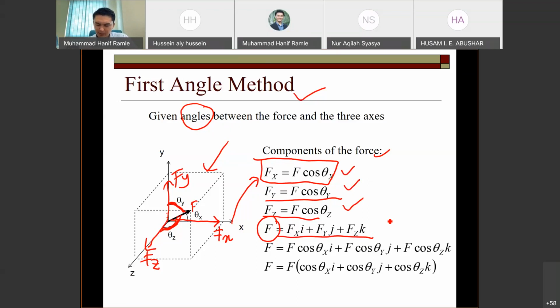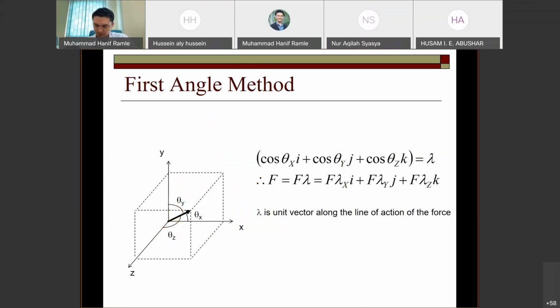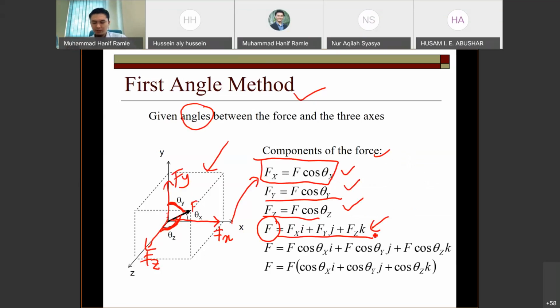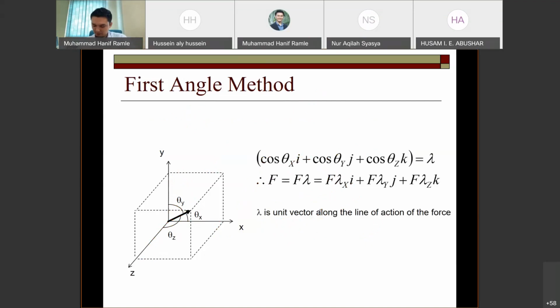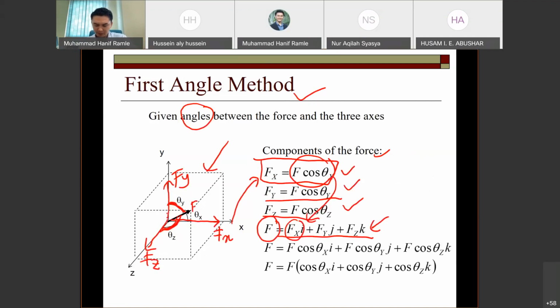And of course, you can extend this equation, and you can see that Fx can be substituted with this one. It is very simple, which is only substitution involved. So you will get this equation. Why do we do this? We want to see if there is any equation involved in this first angle method.